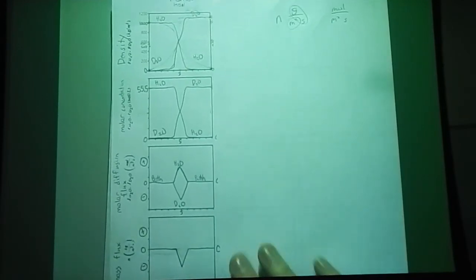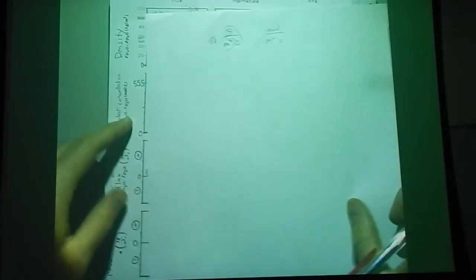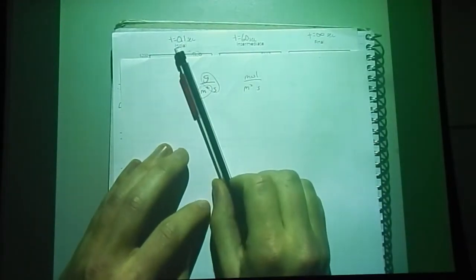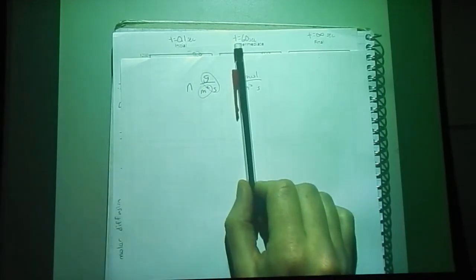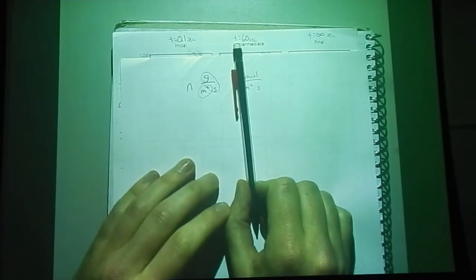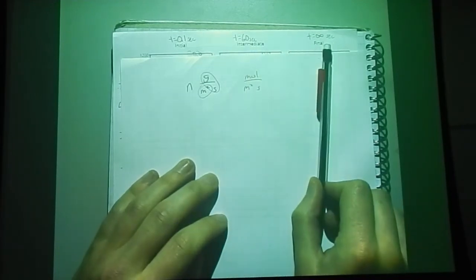In 3 situations. And these 3 situations are 3 situations we talked about before at the beginning. This is the time is 0.1 seconds, so right as it starts mixing, or the initial, the intermediate, so that would be t equals 60 seconds, or the final, which would be t equals infinity seconds. So if we go down here, we'll get a little reminder.